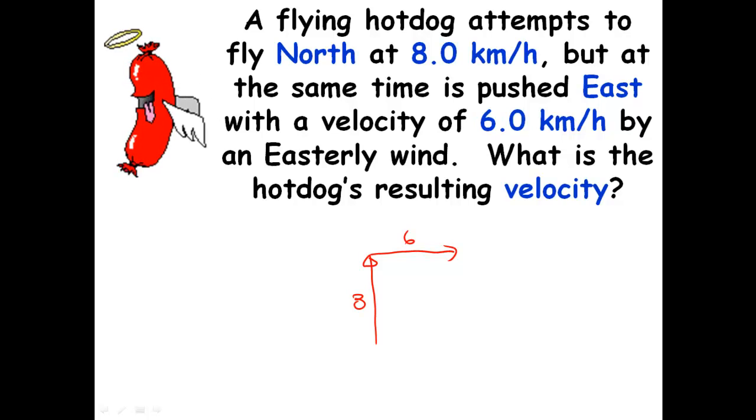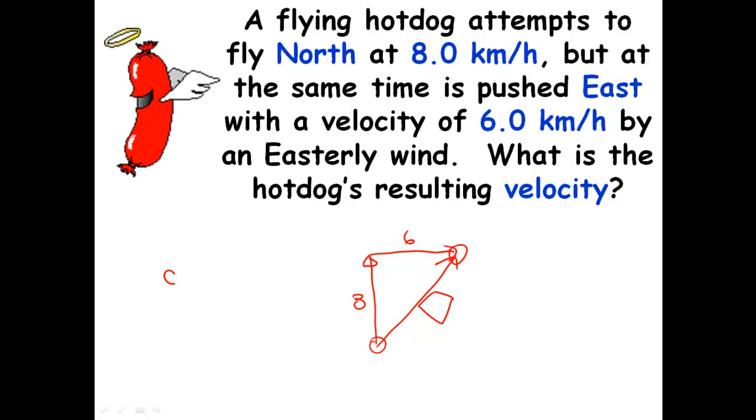What's the resulting velocity? What's the resultant? Well, you go from the exposed tail to the exposed head, from the tail to the head, and this is our resultant right here. And of course, you do the Pythagorean theorem. This side, we'll call it side C, is equal to the square root of 6 squared plus 8 squared. And of course, when you solve that out, you're going to get 10.